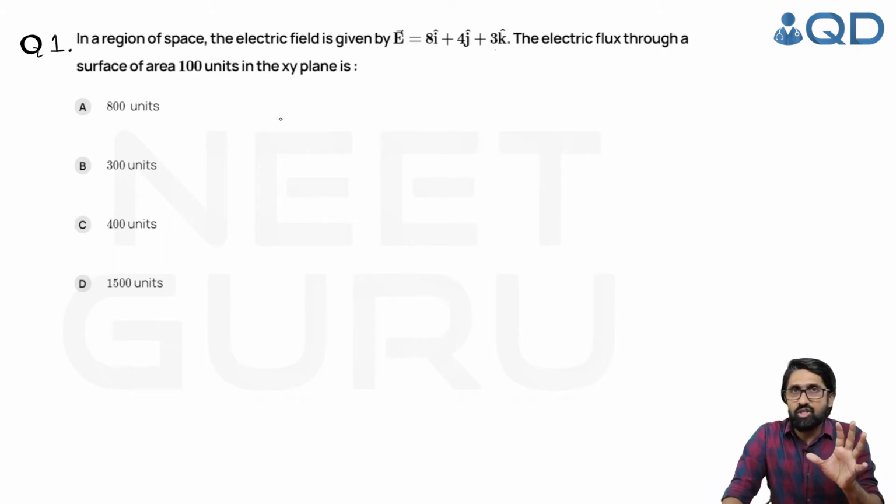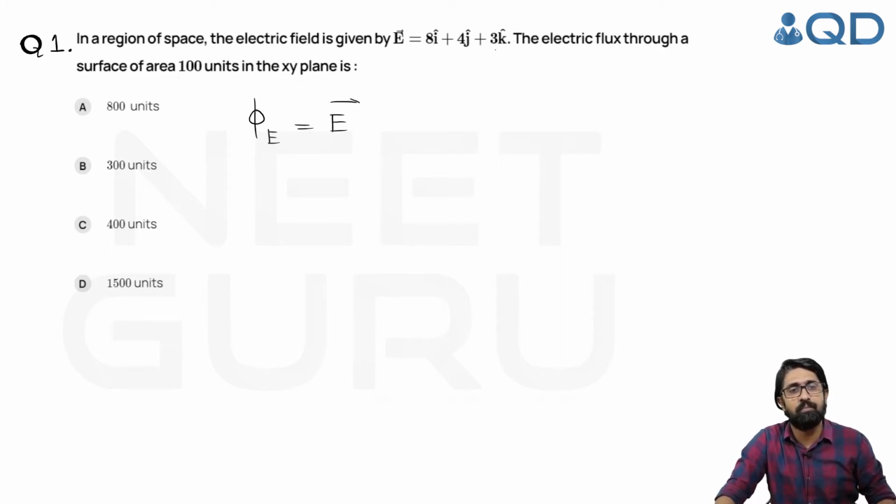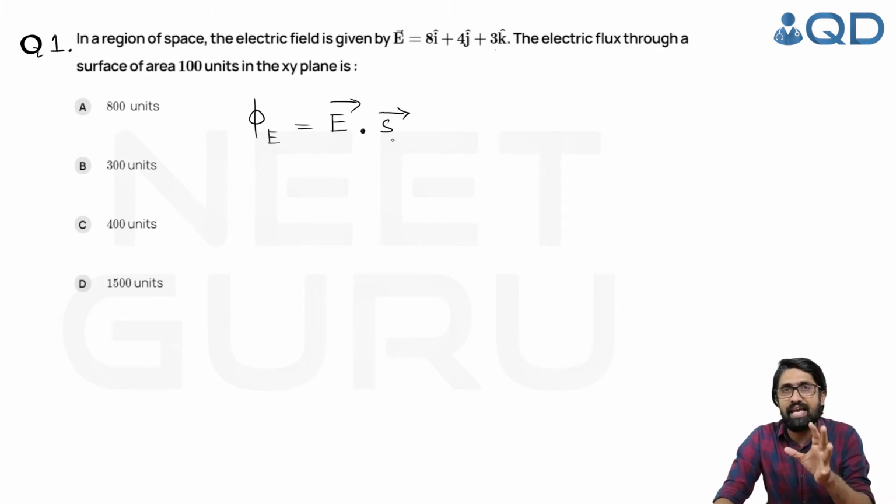Now, since the field is uniform, I can say that electric flux phi E passing through the surface will be equal to E vector dot S vector. E vector is the electric field intensity vector in that region, and S vector is the area vector of the given surface area. Now, E vector is given to us directly, but we need to find the S vector. How do we do that?